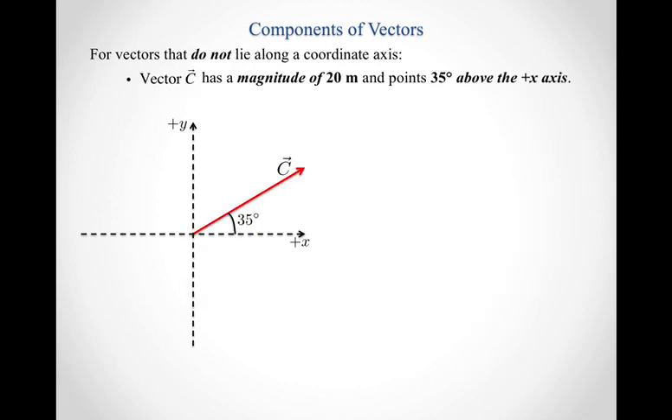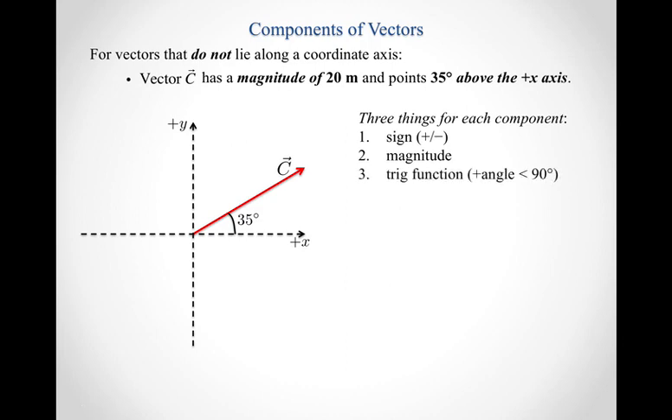The other situation, of course, is if we have a vector that doesn't lie along a coordinate axis. Well, in that case, you're going to have two non-zero components. And so what we need to do is, again, think about three things. For each component, we're going to think about the following. One is, what's the sign? Do I need a positive sign or a negative sign when I think about this component? Two, what's the magnitude of the vector? And again, that's what we've been told. And then three, I'm going to use an angle that's less than 90 degrees, and I need to make sure I use the right trig function to calculate what that component is.